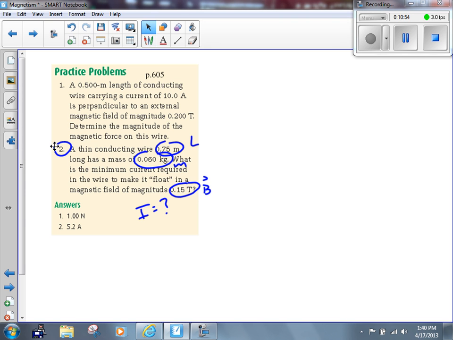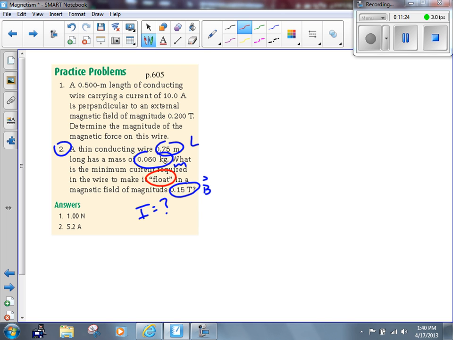This is a big word right here, float. We've used words like that before, but I don't think we've used that exact word in any of the problems we've done so far. Float, suspend, hover, maintains its same position above the earth, or remains parallel to the earth. All of those things mean the same thing. All of those things mean that the forces have to balance. There's a force upward that balances the force downward.